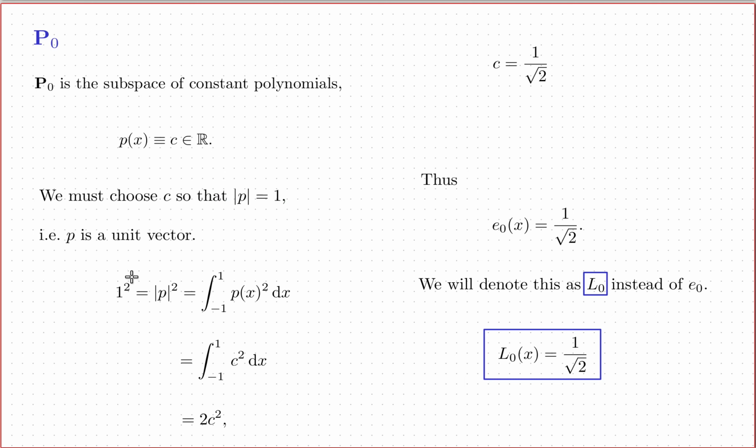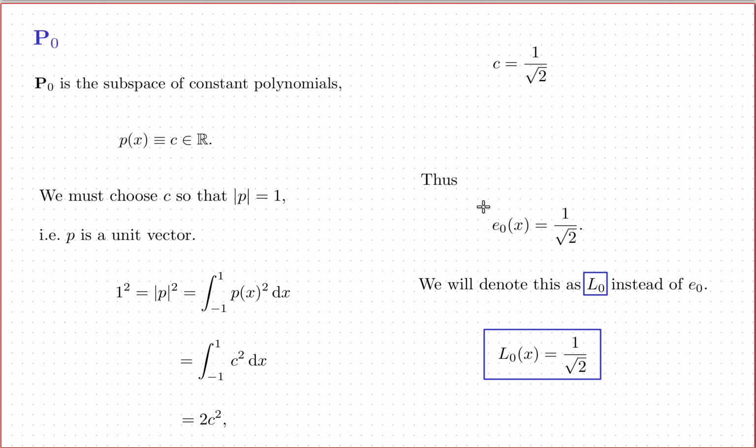Well, the square of the magnitude is equal to p dotted with itself, which would be the integral of p times p on the interval from -1 to 1. And we want that to be equal to 1. So you integrate this function. p is just a constant, so we're just integrating the constant c squared. The integral from -1 to 1 is 2c squared. Setting this equal to 1 gives us that c has to be equal to 1 over radical 2. So we've got our basis element for P_0. It's the constant polynomial E_0 of x equals 1 over radical 2.